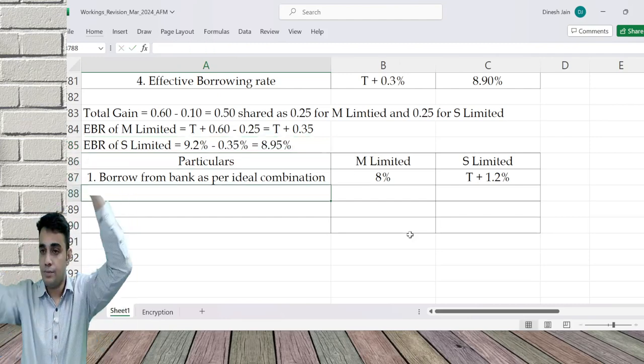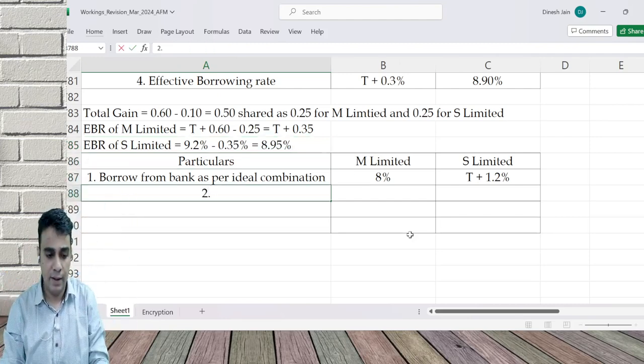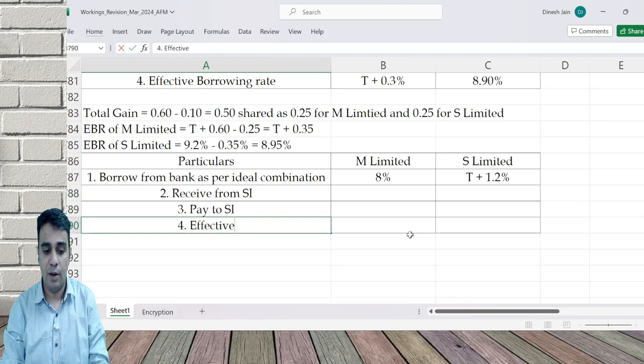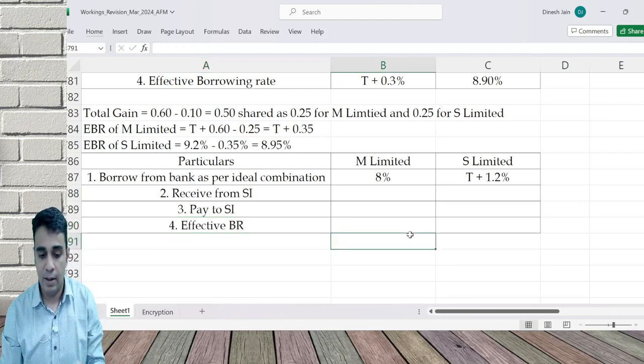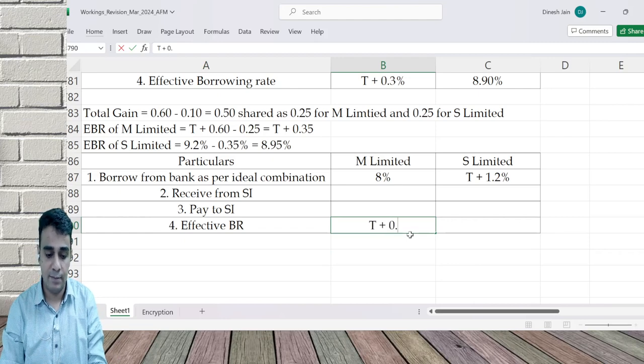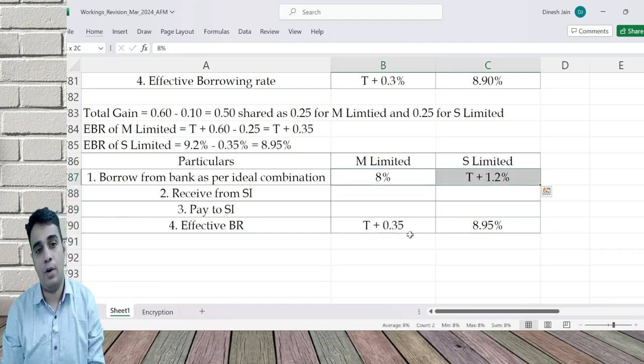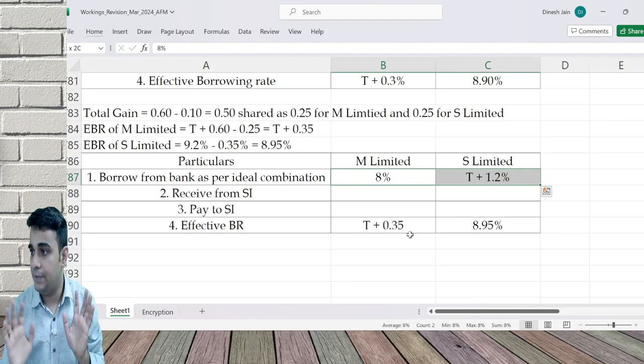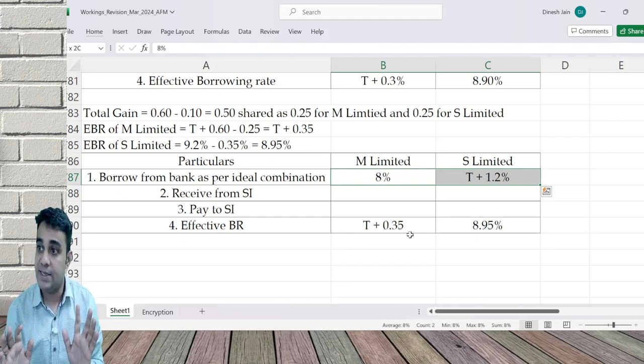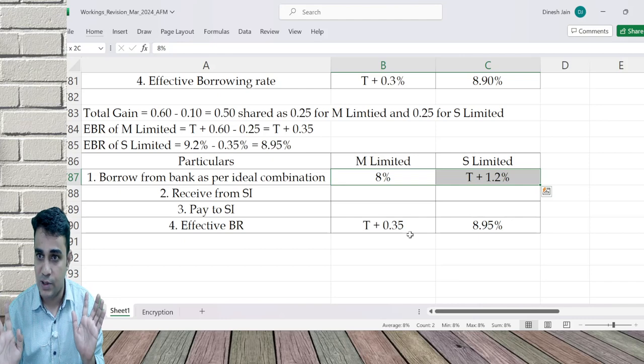Now, listen for just 2 minutes. Very simple. What happened? Any doubts? Listen. Receive from swap intermediary, pay to swap intermediary, effective borrowing rate. This is very simple. My effective borrowing rate I calculated as T plus 0.35, 8.95. What will I receive from the swap intermediary? Whatever I paid, I will receive it. No M to S, no S to M.